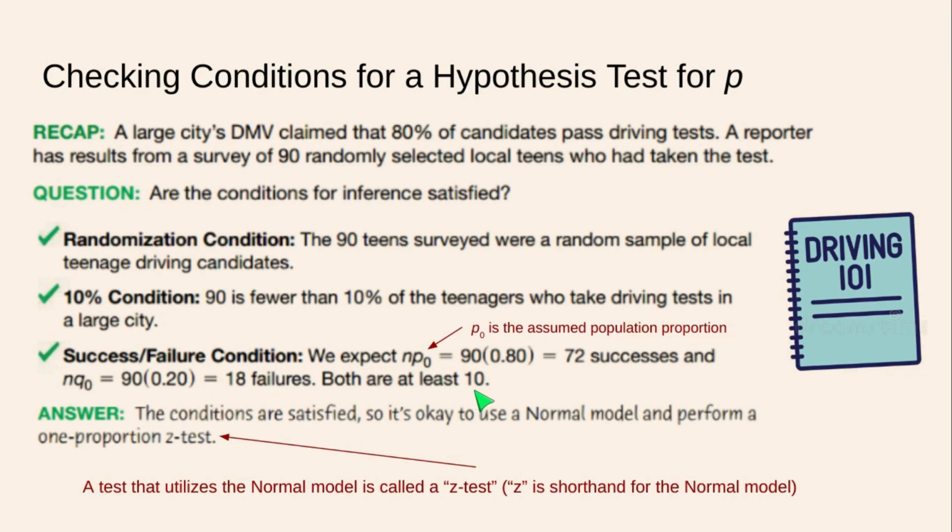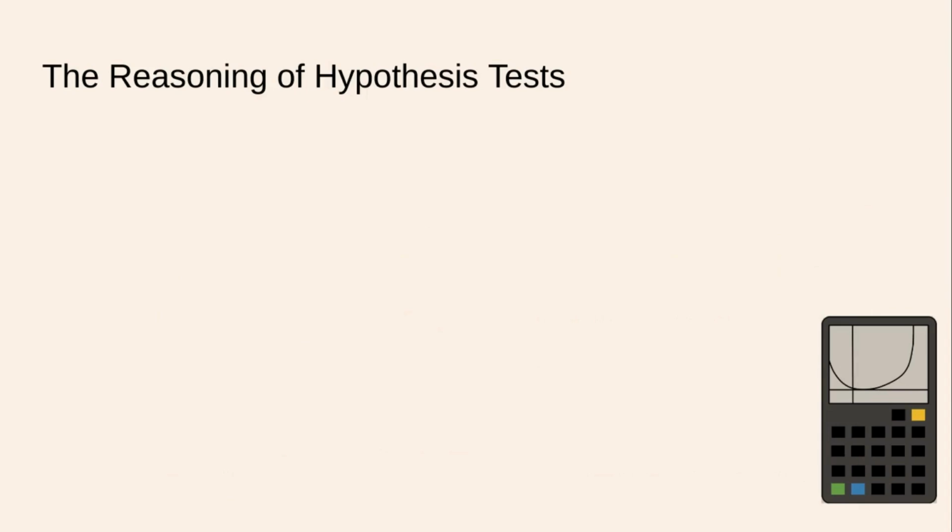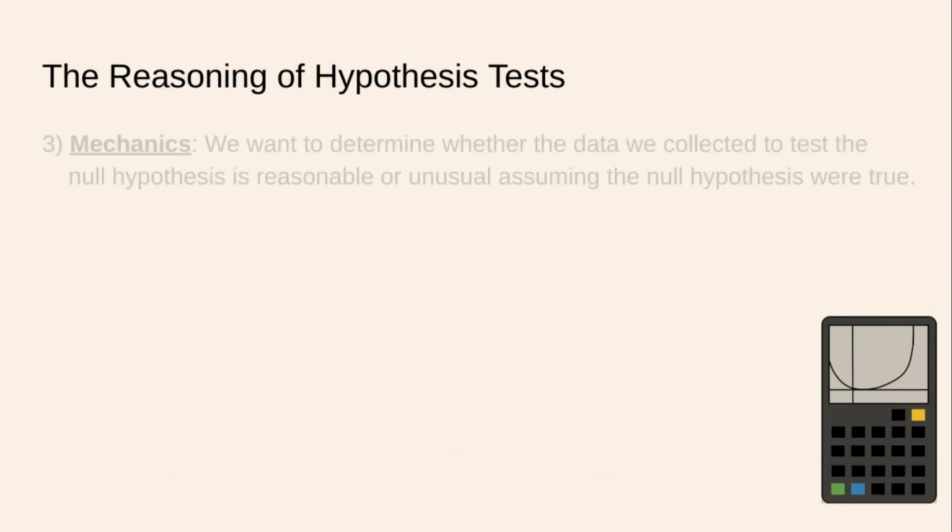Both are at least 10. That is clear enough. So the conditions are satisfied. We can assume independence and a large enough sample so that we can use the normal model. Okay, so we are now allowed to use the normal model, and we are going to perform a 1 proportion z test. Let's move on to the next part.